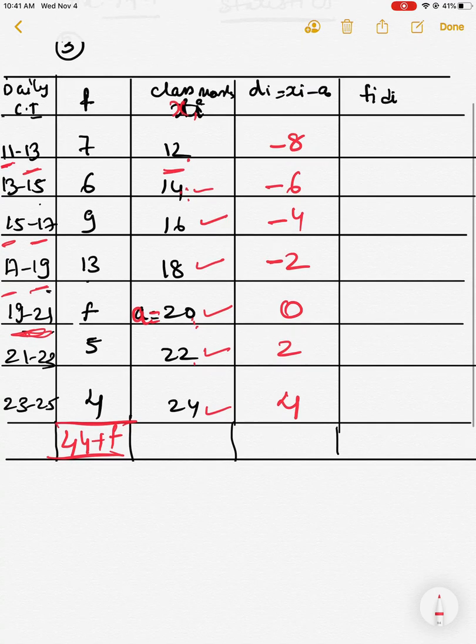Now this is fi di. Fi di is equal to 7 into minus 8, so minus 56. 6 into minus 6, minus 36. Here minus 26. F into 0, 0. Actually, in this case, for the missing frequency, we can take any value of xi. But in case of a missing frequency, try to take the class mark or mid value xi of the class in which we have to find the f.